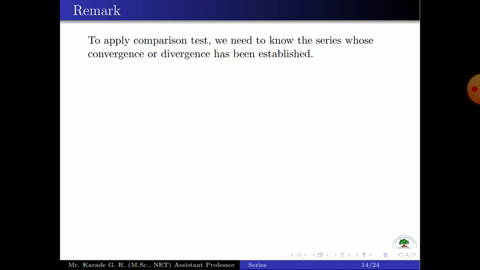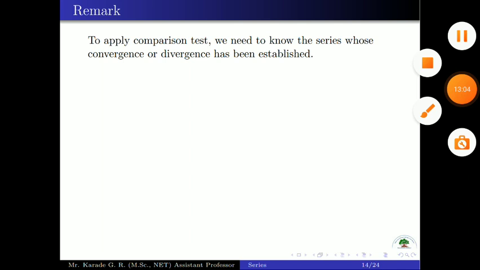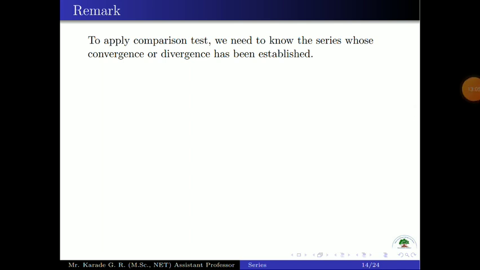Let us write some remarks. To apply the comparison test, we need to know series whose convergence or divergence has been established. We must know the series whose convergence and divergence is known to us.